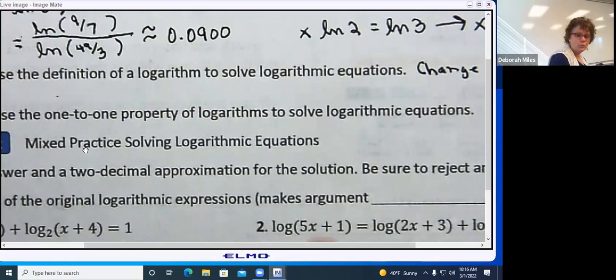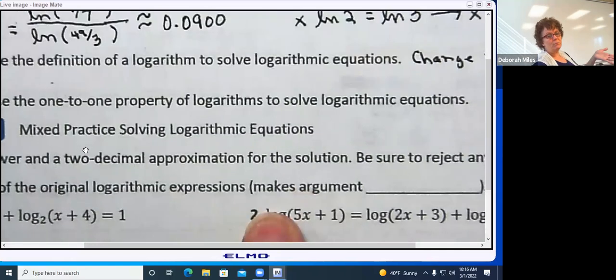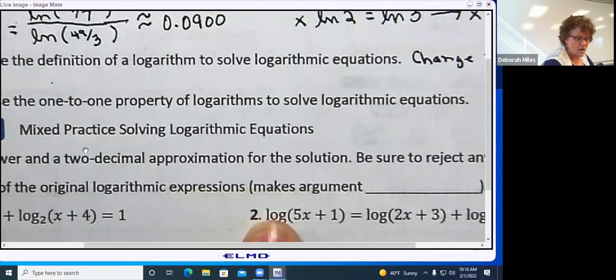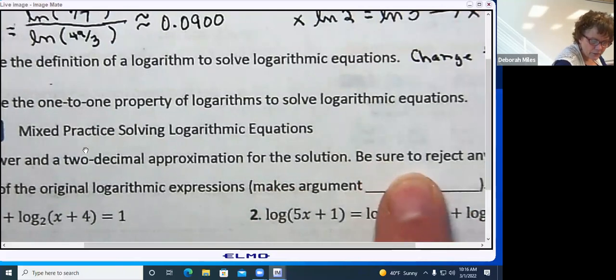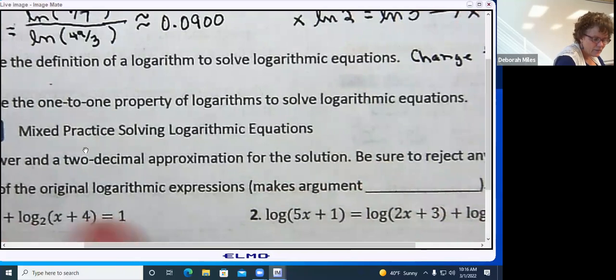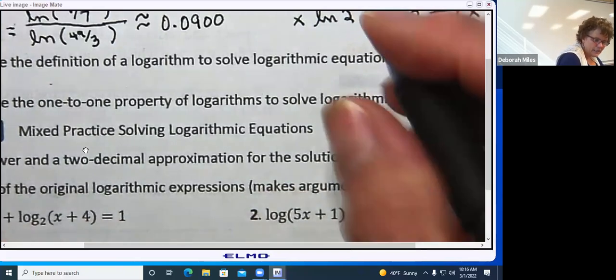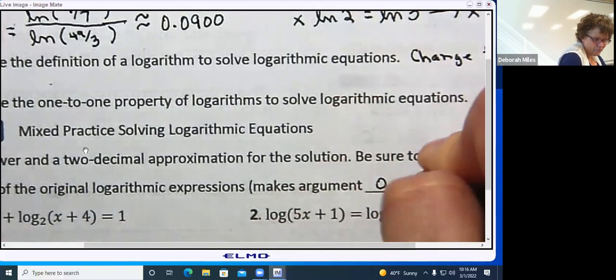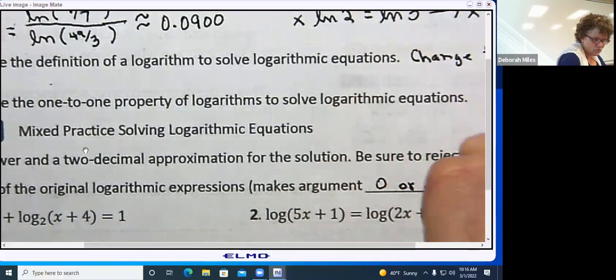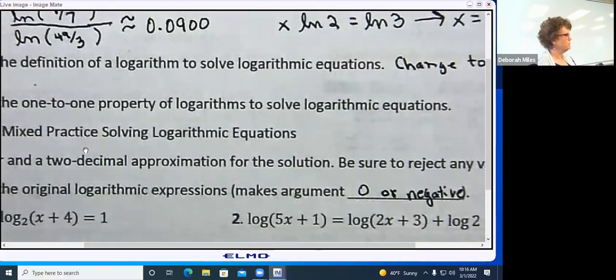Similarly, when you solve logarithmic equations, you have to make sure that whatever you get for a possible answer doesn't make any of the arguments negative, because you can't take the log of 0 or the log of a negative. Be sure to reject any value that's not in the domain of the function. And what that means is it makes the argument 0 or negative, so we can't use it.